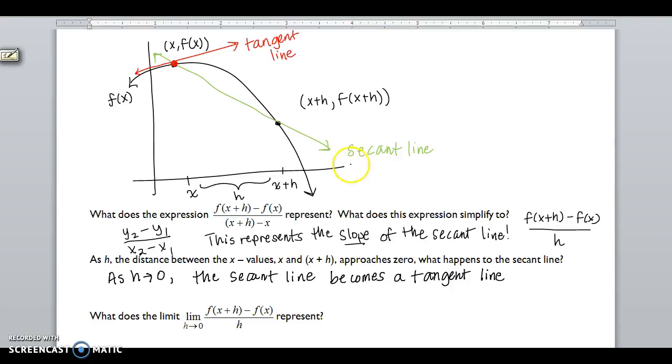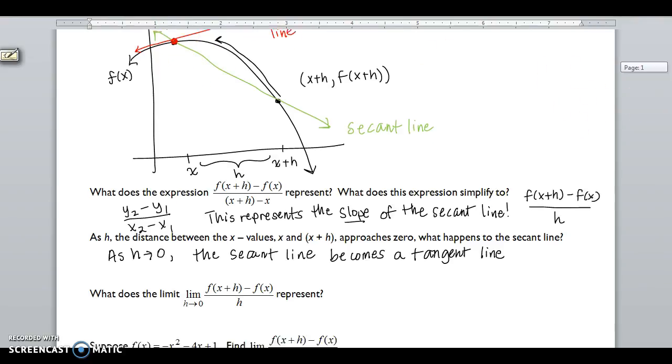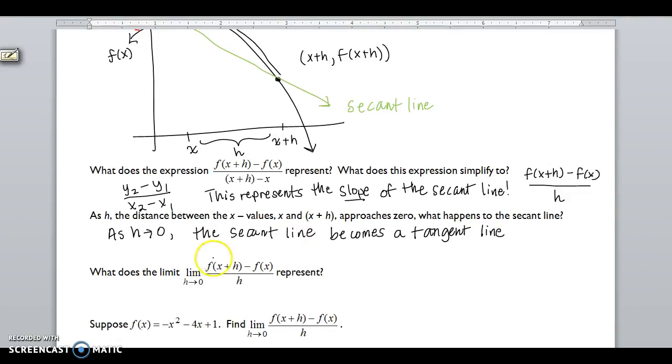So we're moving these 2 points closer together. You can think about what the different lines would look like if you connected them. And once they're really, really close together, it's basically going to be a tangent line. We can say this as a limit because h is getting closer and closer to 0. It's not equal to 0. They're not the same 2 points, but they're very close together. So the limit as h approaches 0 of f of x plus h minus f of x, all divided by h, represents the slope of the tangent line.